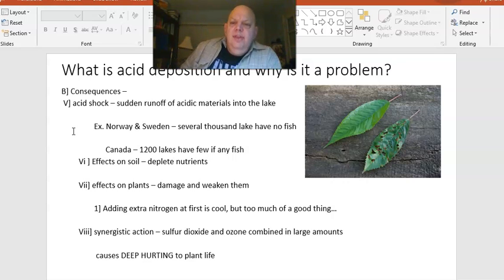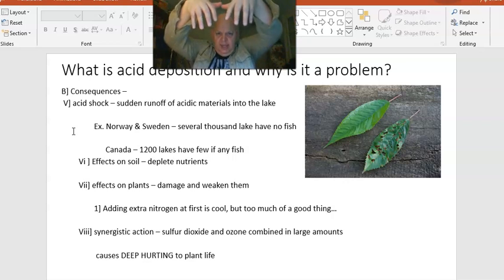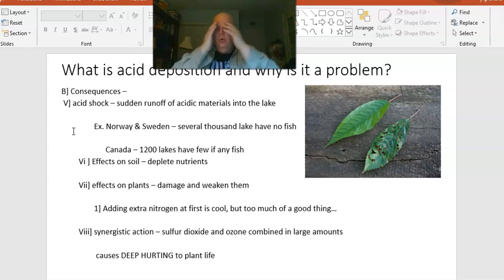Okay. How about the effects on soil, the dirt, depleting nutrients? Okay, as the acid hits the soil, it's going to mix with compounds in the soil and take those away, the compounds that plants need in order to grow and be successful.